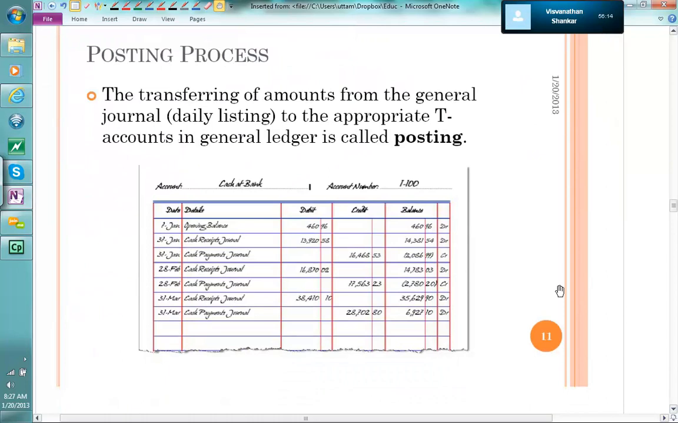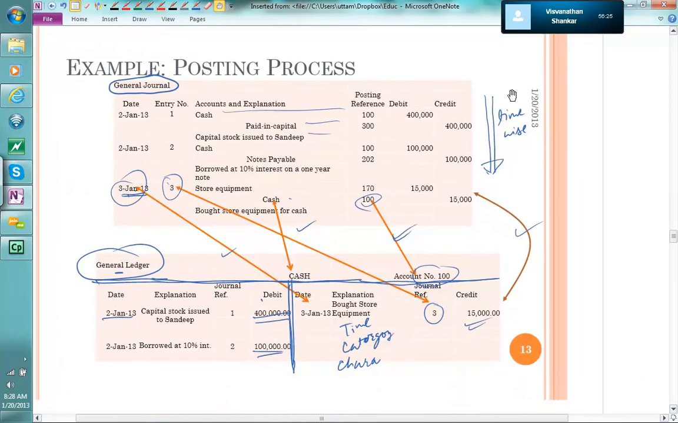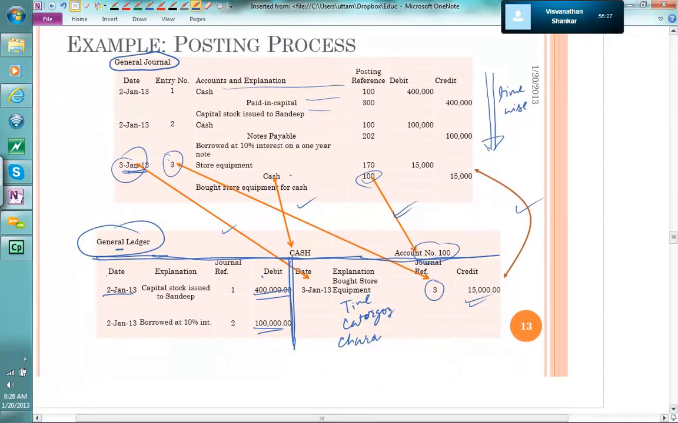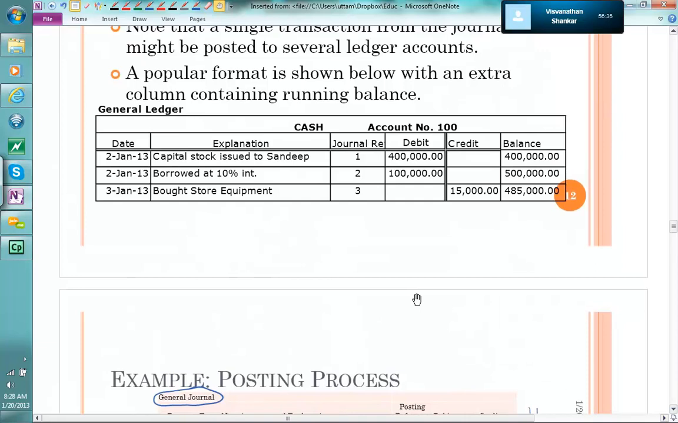If you look at the general ledger, there are different formats in play. One format we saw is this one, where you have many columns: date, explanation, reference number, debit, date, explanation, reference number, credit. Another very popular format is this one, slide number 12, where you do not have duplicate date, duplicate explanation and duplicate general reference.